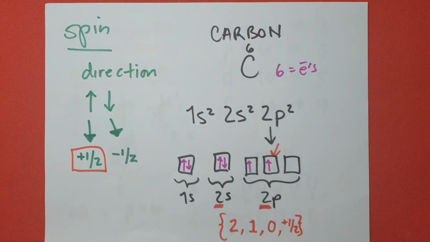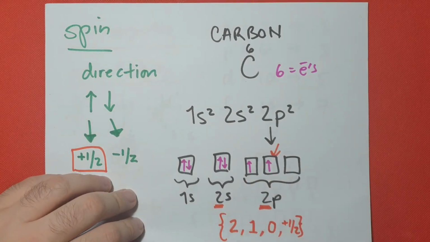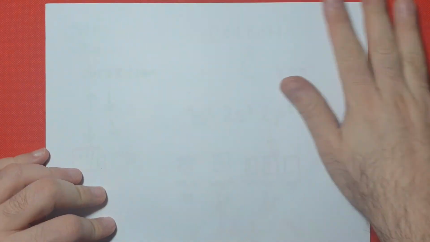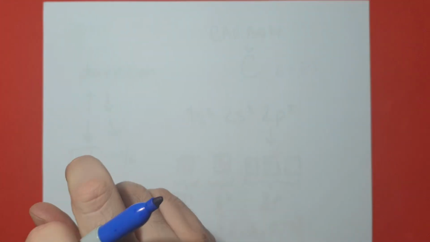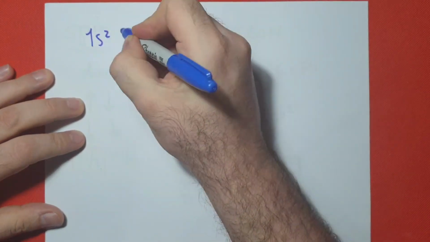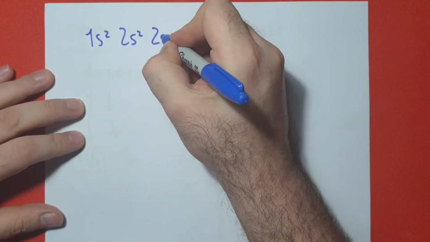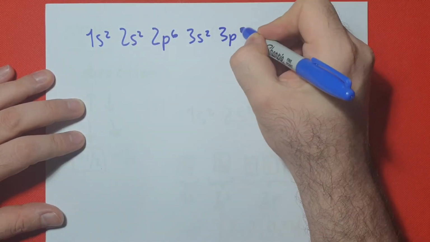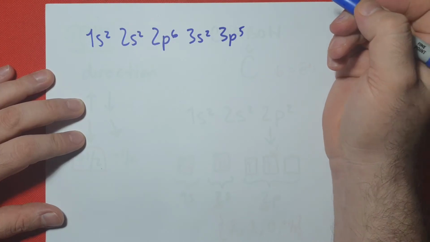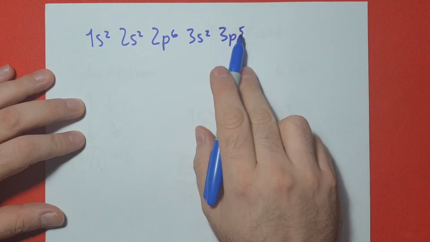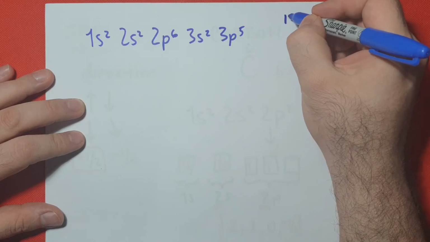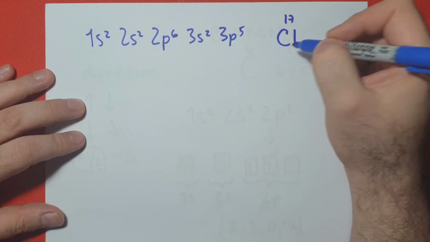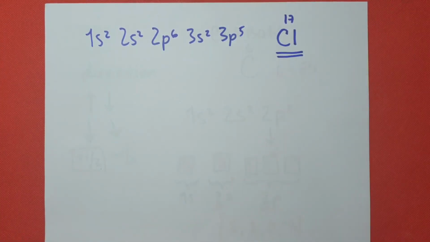Now, let's look at another example. Maybe that was a little bit too quick. Let's go back. And let's just make up an electron configuration very simply. So we say, let's see, 1s2, 2s2, 2p6, 3s2, 3p5. So in total we have 17 electrons. So this is a 17 electron atom. And let's assume that it's neutral. So this is chlorine. Okay, you can check on your periodic table to see that that's right.